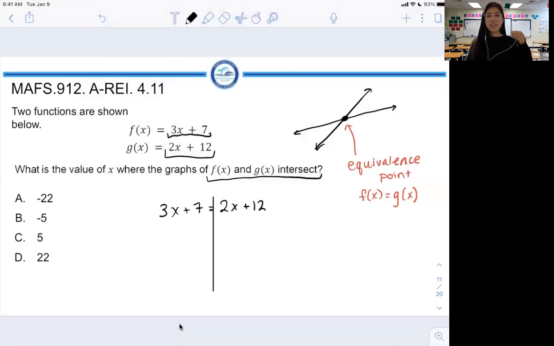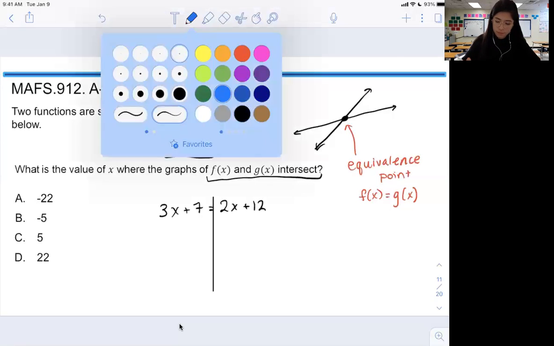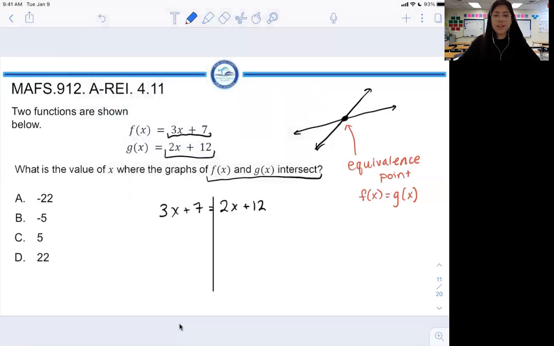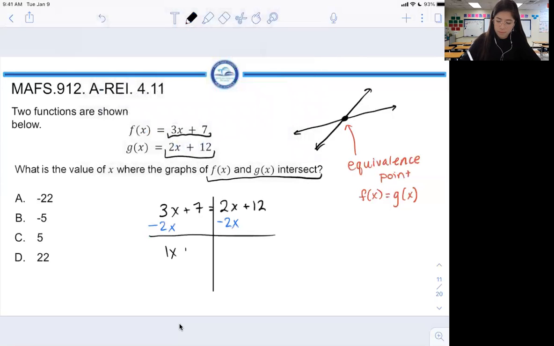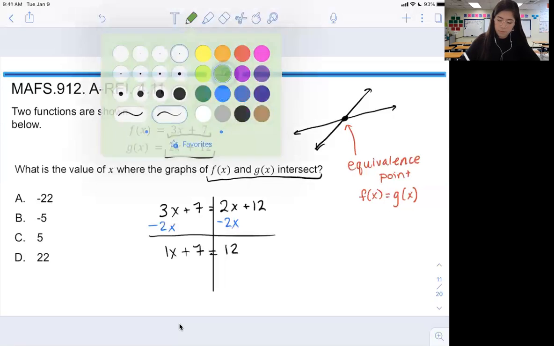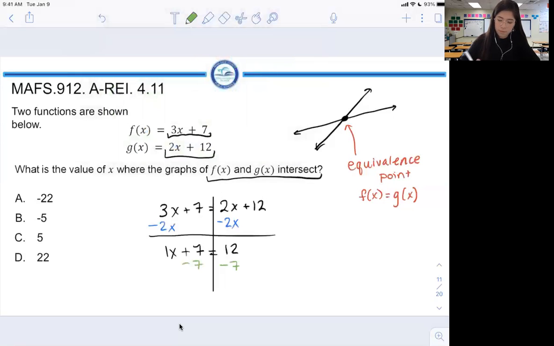Did you get the answer then? Yes, I got x equals 5. X equals 5. Do you want to share with the class what you did? Sure, I'll go by fast though, because it's really not that complicated. First, I subtracted 2x, and then 3x minus 2x equals 1x, and then 1x plus 7 equals 12. Then you subtract 7 and bring it to the right side, which will leave you with 1x equals 5.